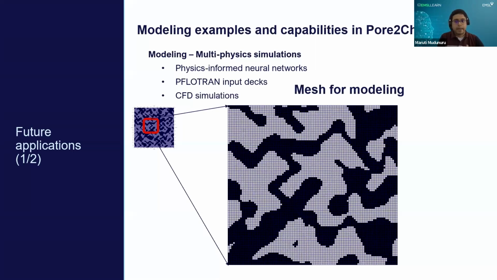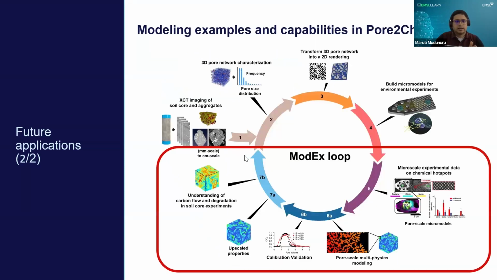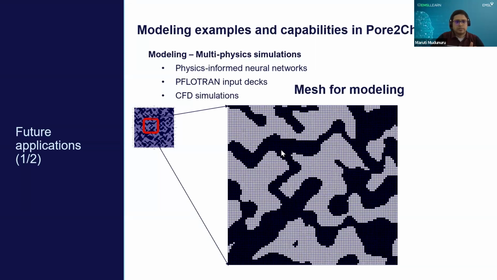PFLOTRAN is a massively parallel subsurface flow simulator that is widely used in the DOE complex to simulate movement of fluid flow and carbon degradation within this porous micromodel. In addition to that, we also are providing CFD simulations and associated tech. CFD simulations are utilized to simulate fluid flow within the micromodel, how the fluid goes within these pore spaces that Aramy has mentioned, within these black spaces.